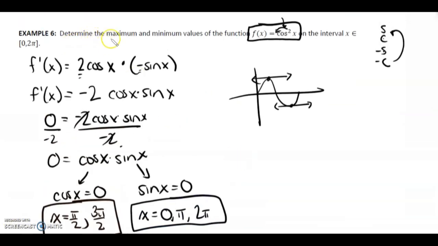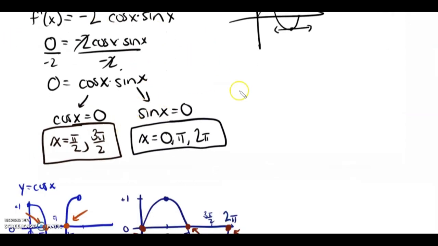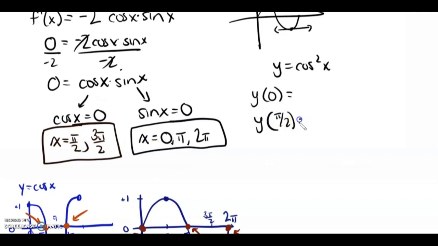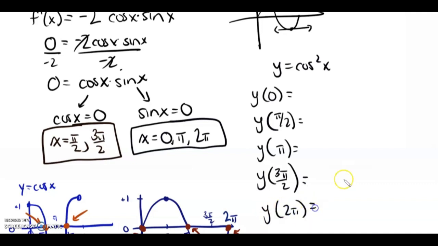So back to the question, determine the max and min values on 0 to 2 pi. What we want to do is take the original, which is y equals cos squared theta, or cos squared x, and plug in y at 0, and I'm going to do these in number line order: 0, pi by 2, y at pi, y at 3 pi by 2, and y at 2 pi.